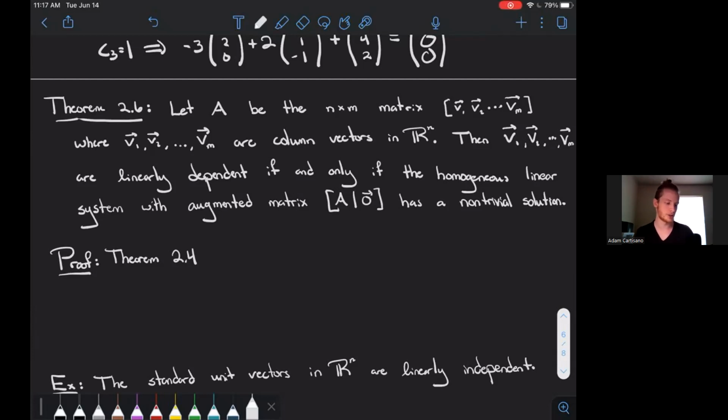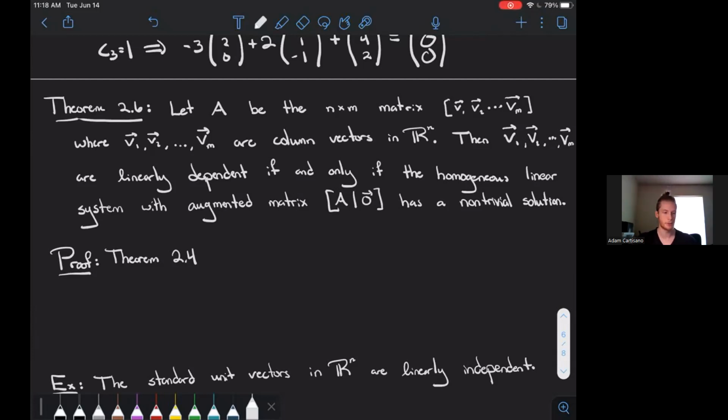This proof will go just by using theorem 2.4. Again, it's an if and only if statement. So we assume that the column vectors are linearly dependent. That means we can write them as a linear combination with a non-zero scalar to get to the zero vector, right?